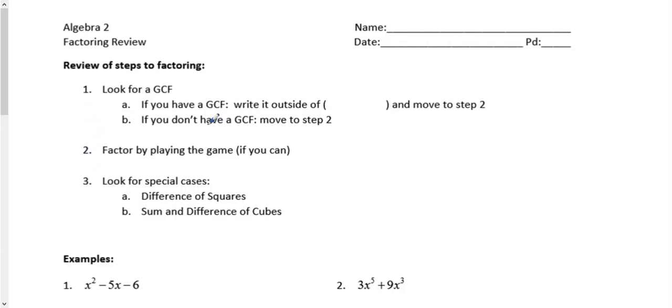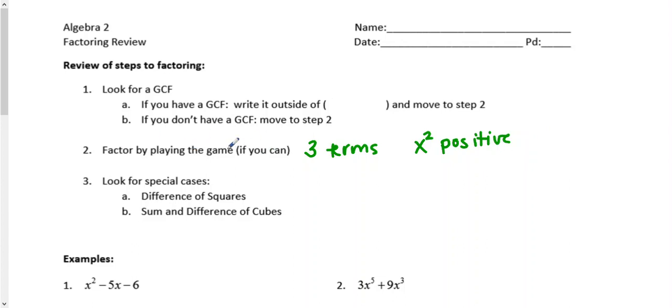Step 2 is factoring the way we call playing the game. And in order to play the game, you need 3 terms, and you want x squared to be positive. So those are the 2 big things you want to look for when playing the game.